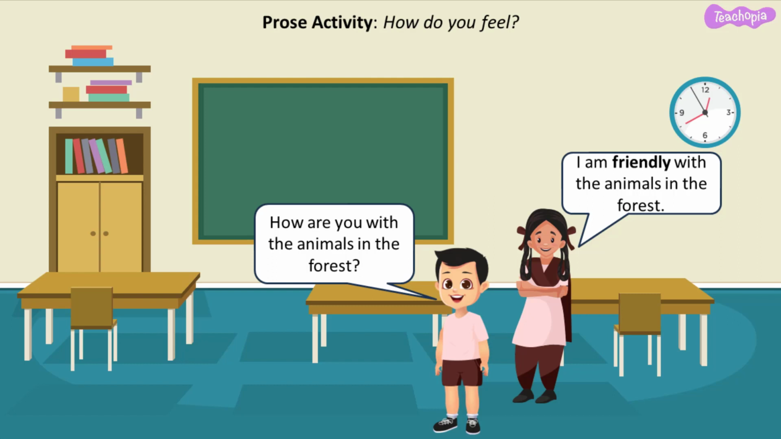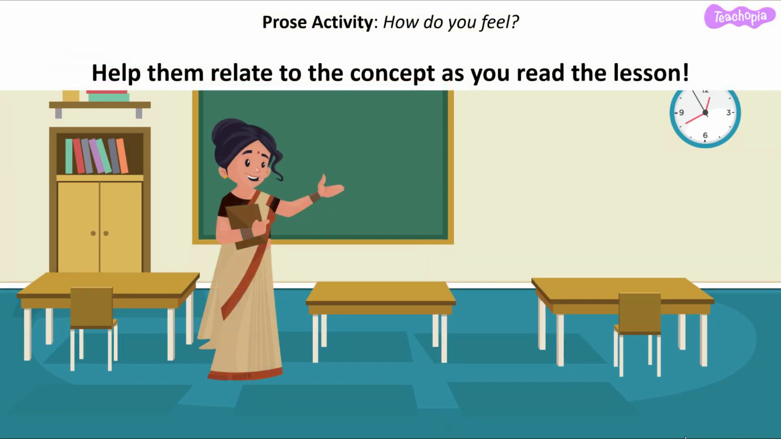Now, as you begin reading the chapter out to the learners, you can help them form connections to their own emotions from the situation that they acted out to the character in the chapter.